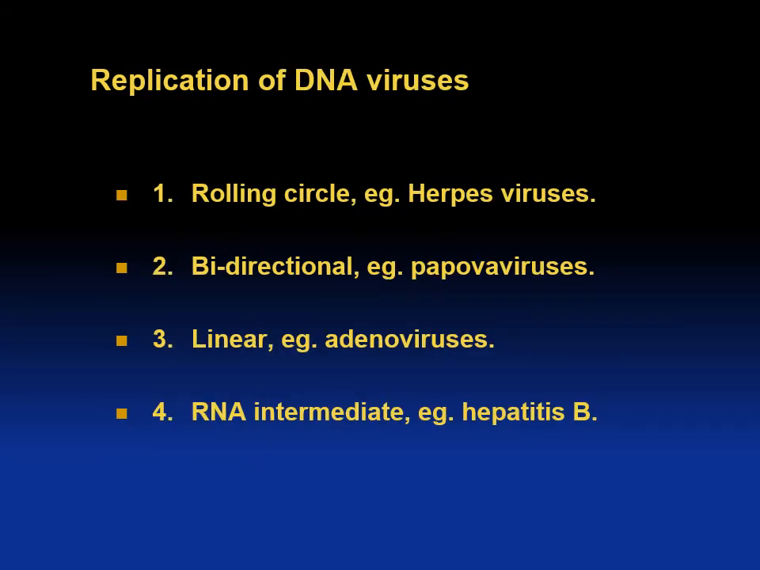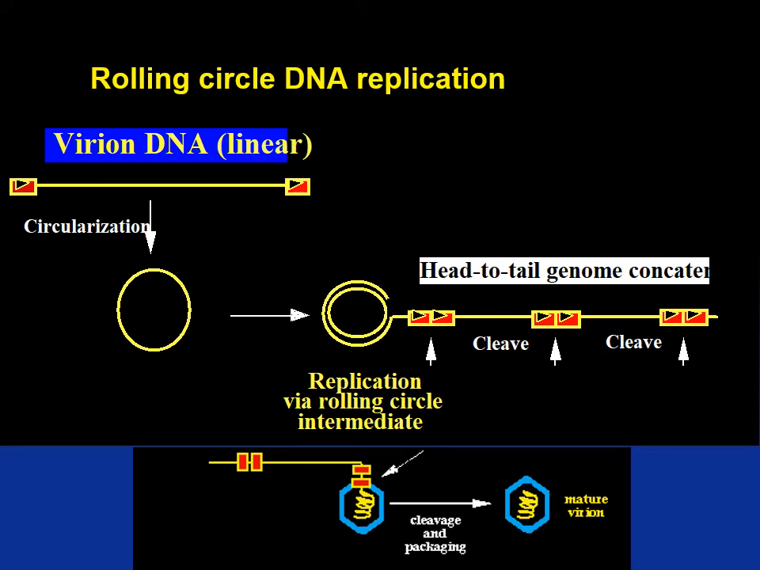Now, we have seen that viruses can replicate, and they replicate in different ways. For example, DNA viruses undergo what we call rolling circle mechanism, while other viruses can undergo bidirectional replication, and there is what we call linear replication, as in the case of adenovirus, or RNA intermediates, as in the case of hepatitis. For the rolling circle, as we said earlier, some of those viruses have linear nucleic acid.